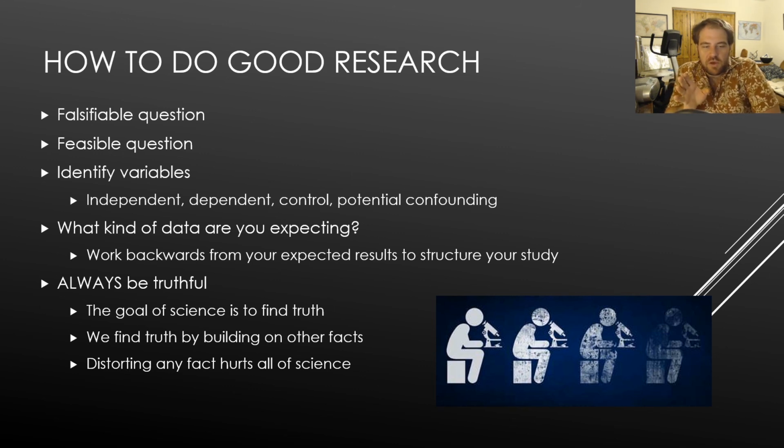You also need to identify what kind of data you're expecting to get. It's always best if you can work backwards from what you expect your results to be to figure out what kind of design you need. If I know that I want to do a t-test between two different types of stutter reduction therapy, then I know that I need to set up two groups. I know that it can't be a within subjects design. It has to be a between subjects design. And I know how I can set up my study.